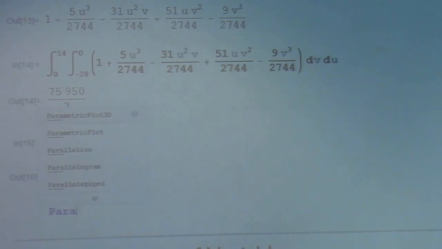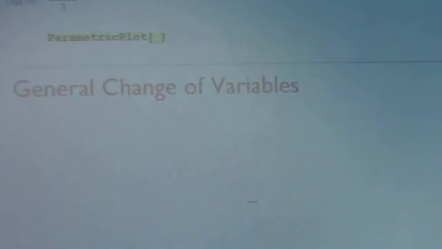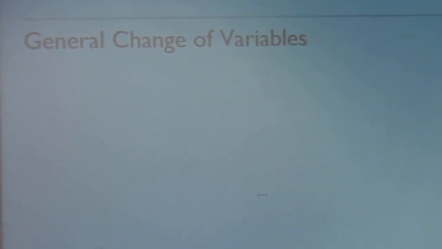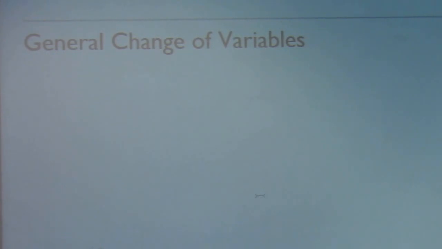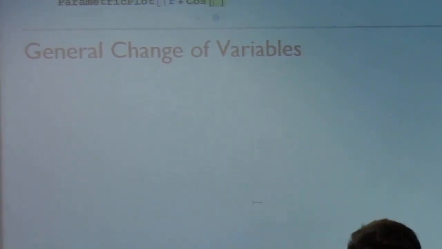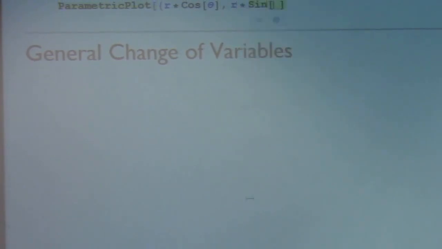I'm going to use ParametricPlot in a way I haven't done before. Almost always we've used this to graph parametric curves of some parameter, typically t, or sometimes theta. In this case, I'm going to use r and theta as my parameters. I'm going to use two parameters. R times cos theta is going to be the first coordinate, and r times sine theta is going to be the second coordinate. Now, Mathematica doesn't understand what r and theta mean.